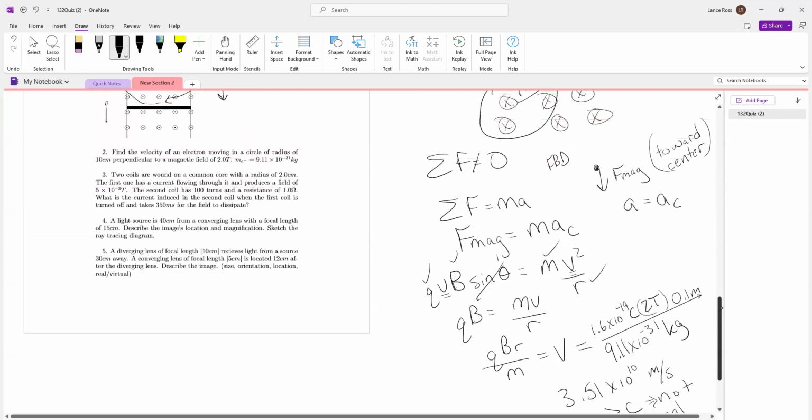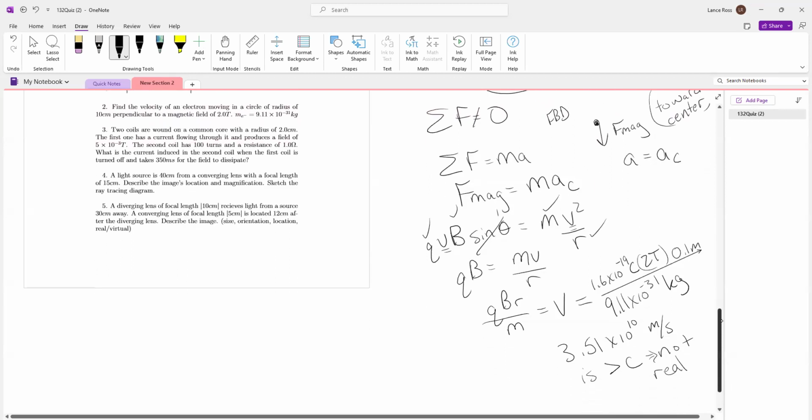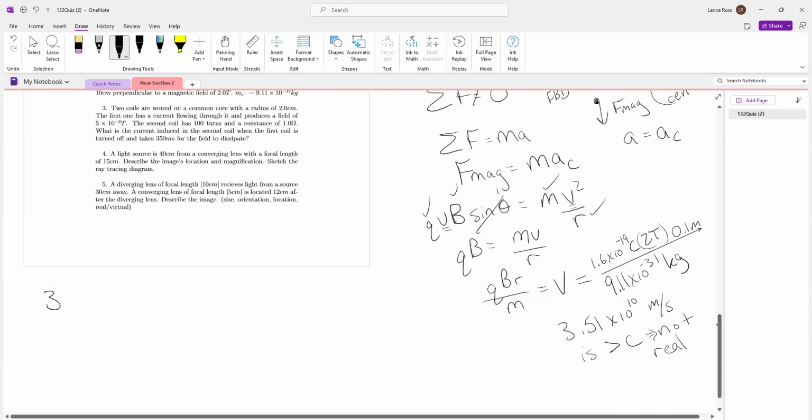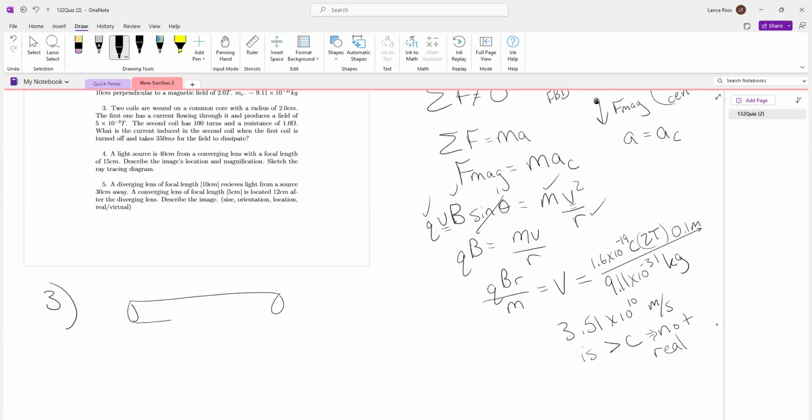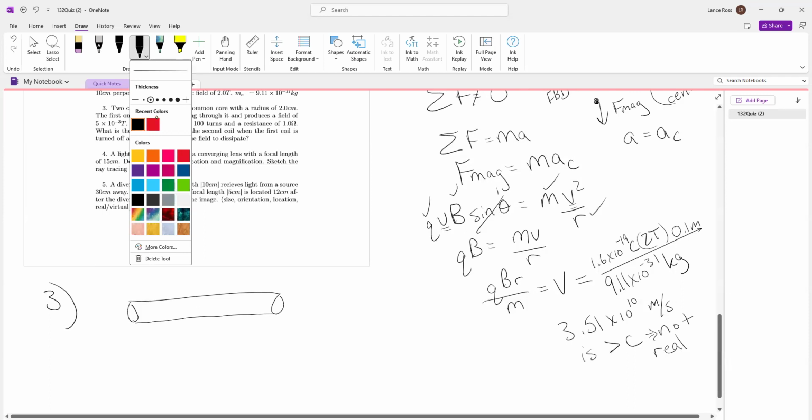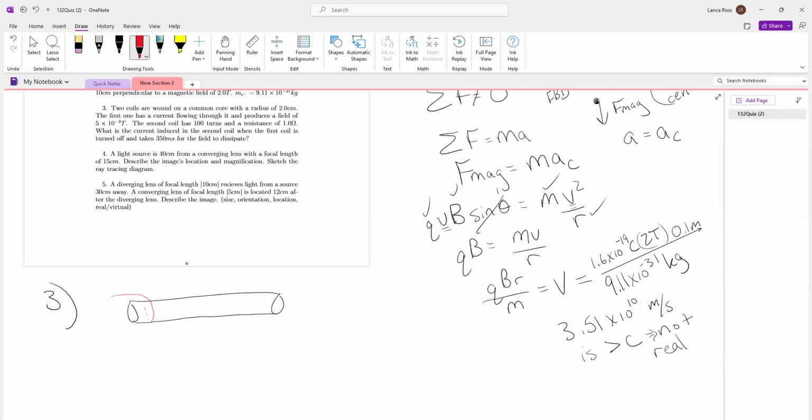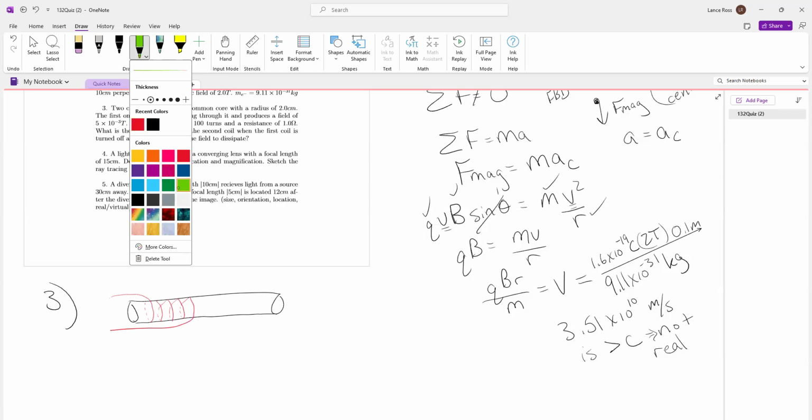All right. Number 3. Number 3 says two coils are wound on a common core. And it gives us the radius of the core. So it's going to be a cylindrical core. So let's assume from one end, we have our primary coils. On the other end, we'll have our secondary coils.